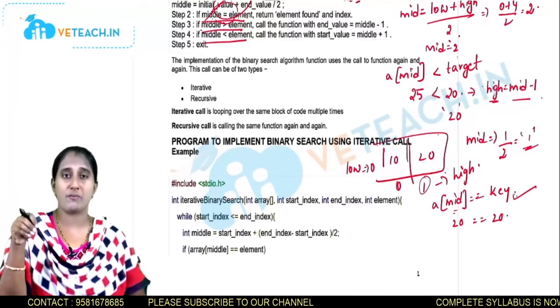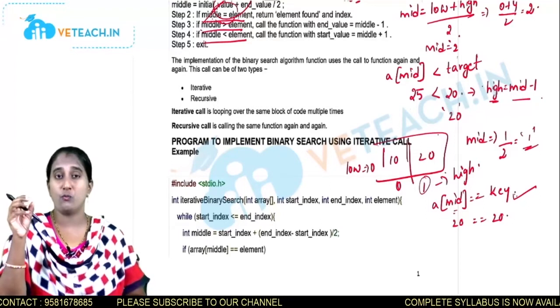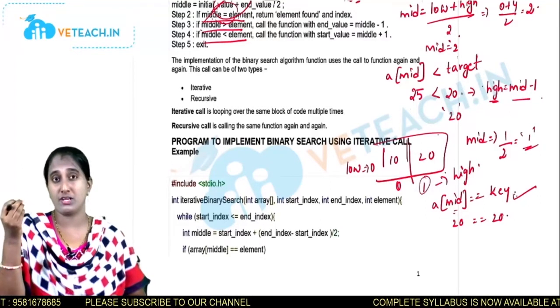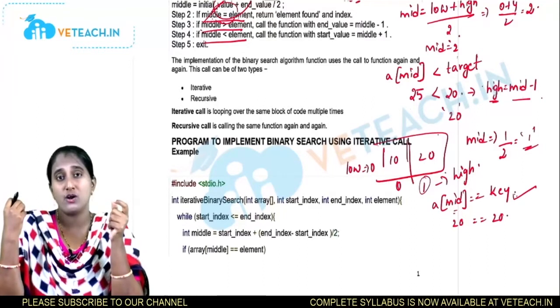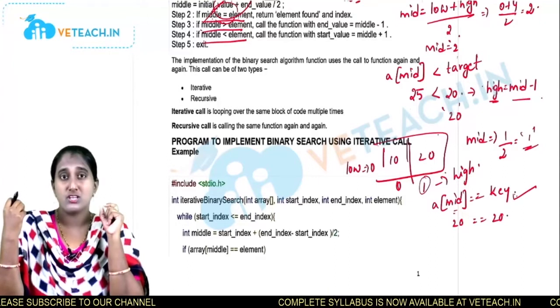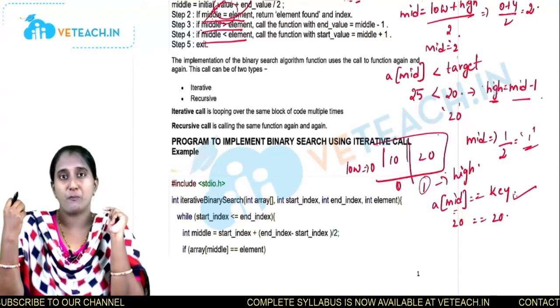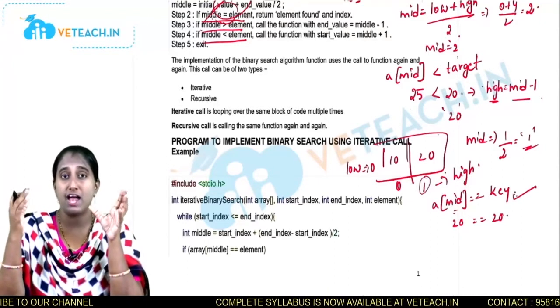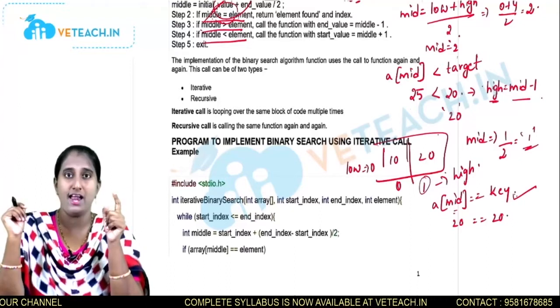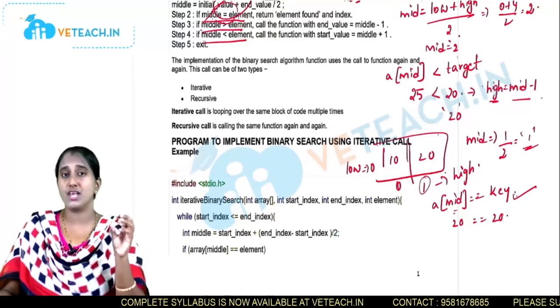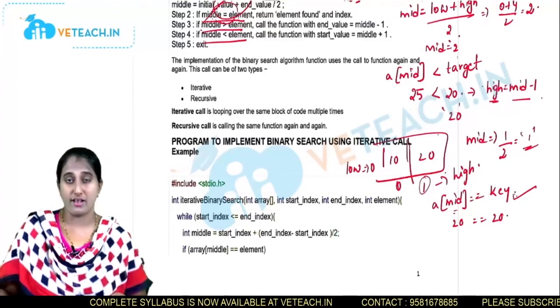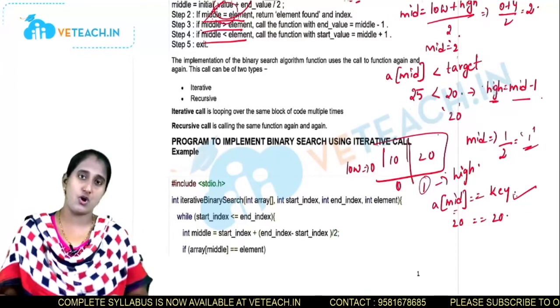This is the very important and easiest point of binary search: it is very easy to find the element. We go for binary search whenever we have a huge number of elements. And one thing we have to remember is that the elements should be in sorted order.